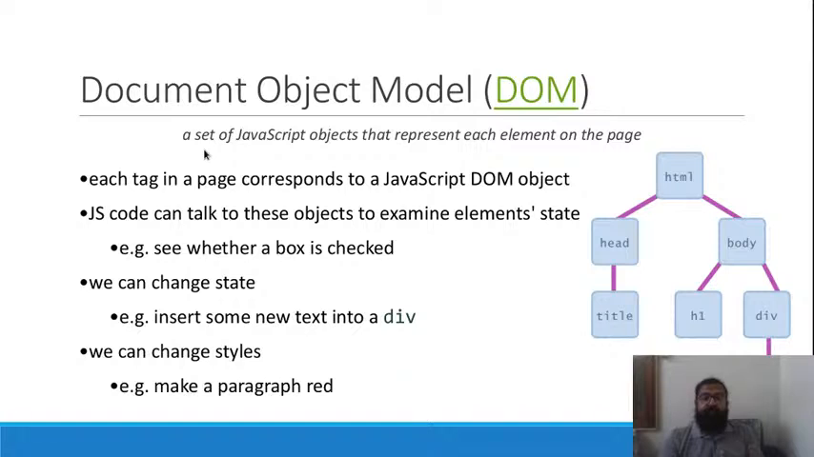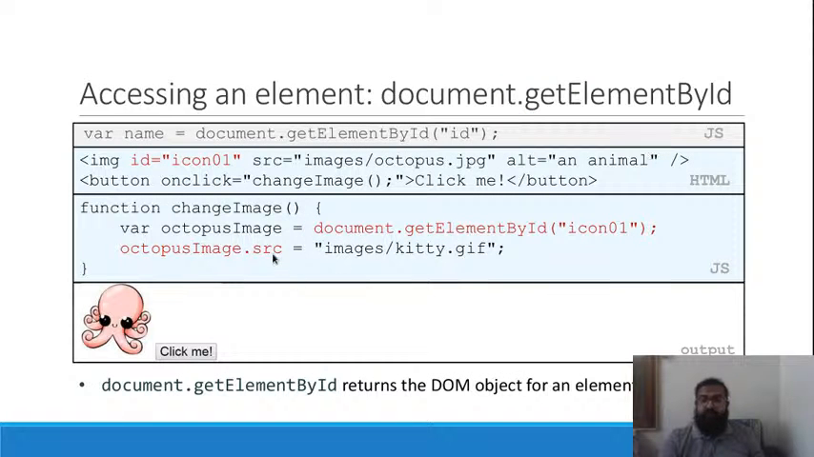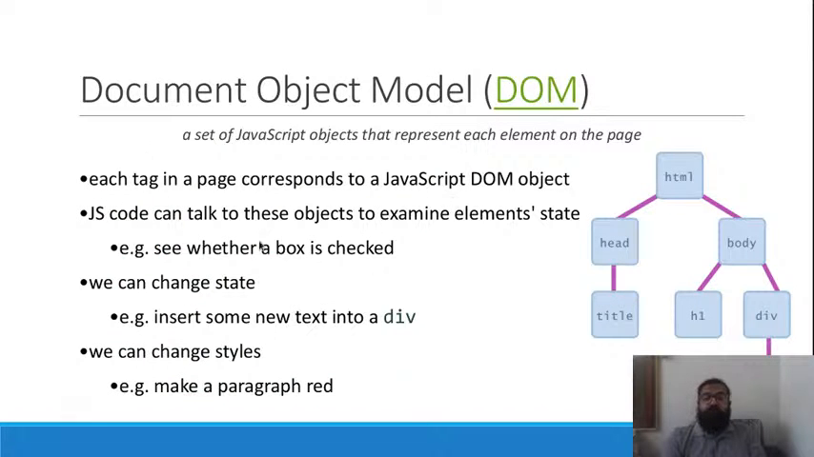So the DOM is a set of JavaScript objects that represent each element on the page. That is how we were able to get octopusImage.src, or create an instance called octopusImage, because octopusImage is a part of your HTML code which contains the icon01 code. That's the HTML code shown over here at the top. So that is what we are creating in octopusImage, and then we are changing octopusImage.src by accessing the document object model.